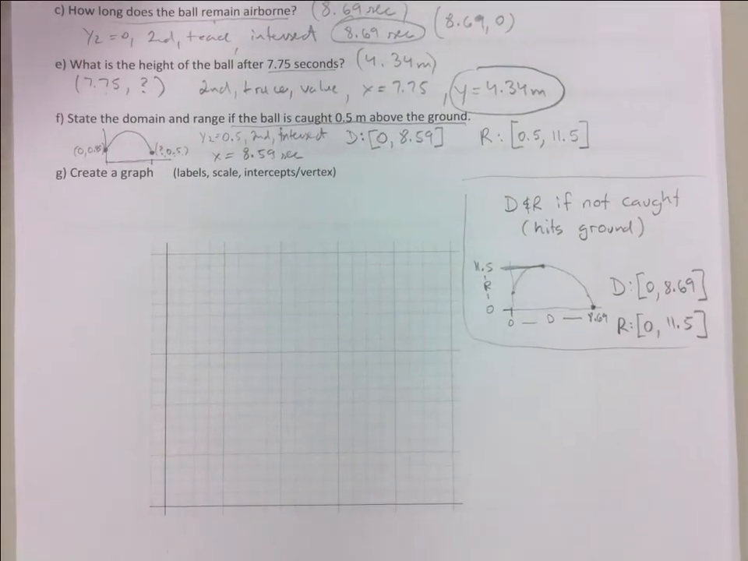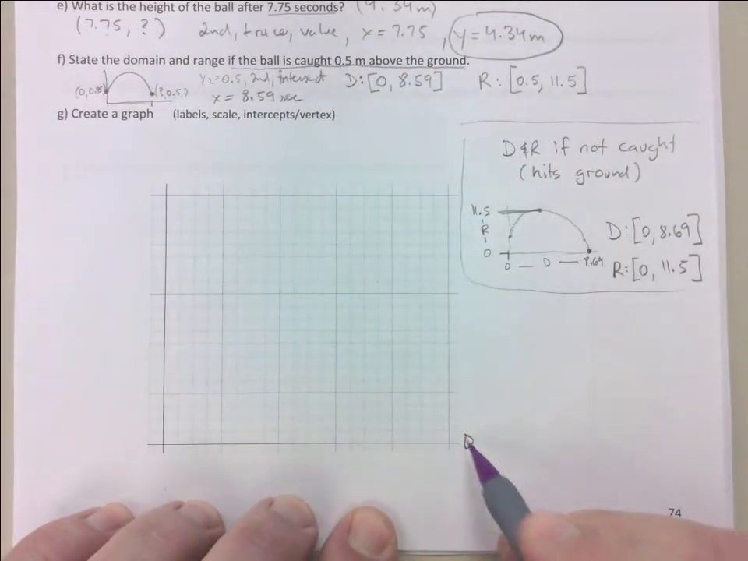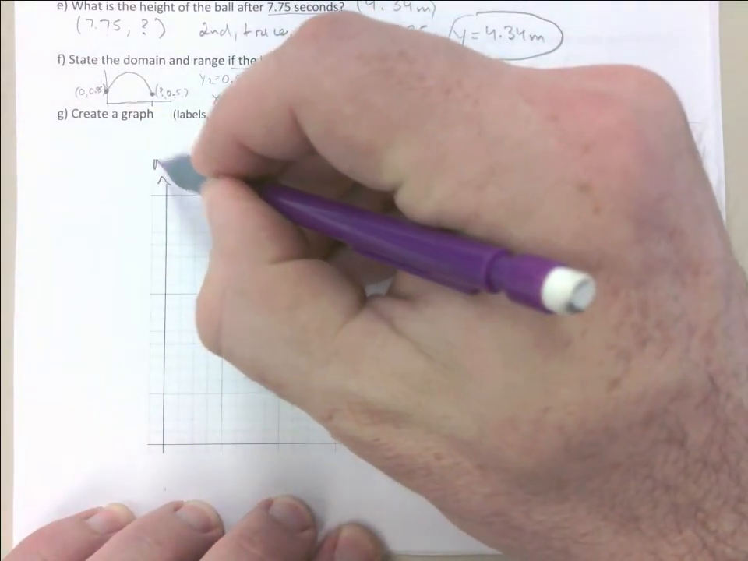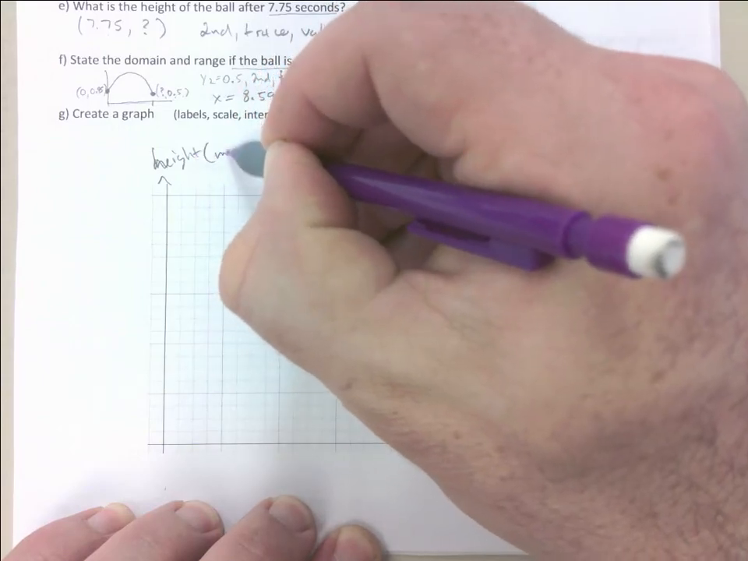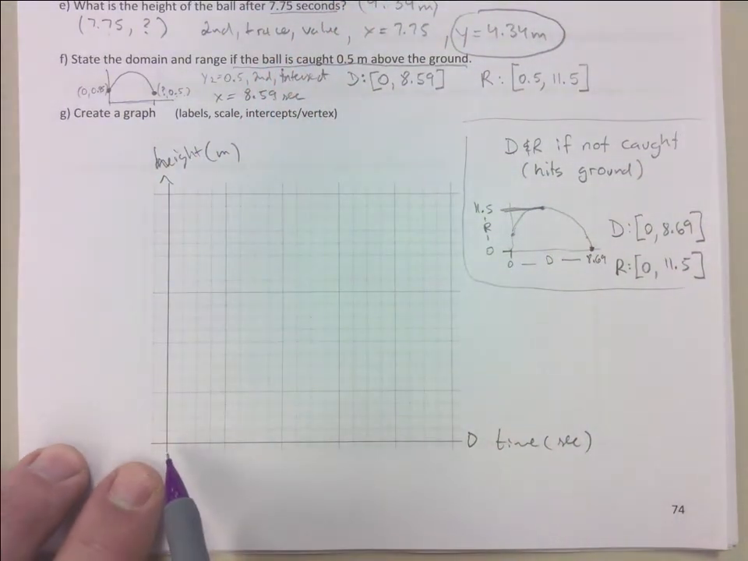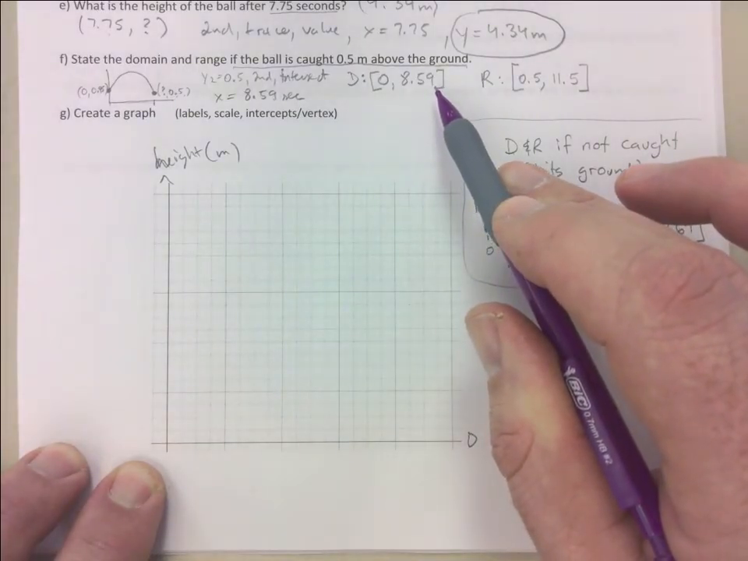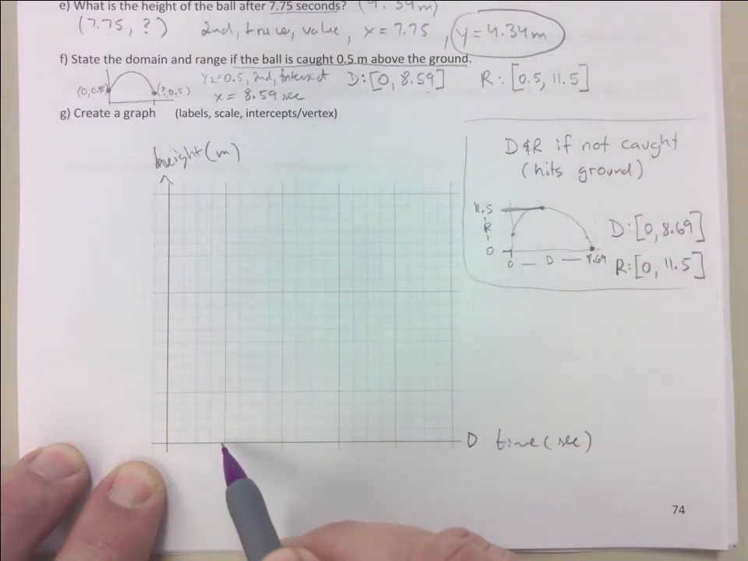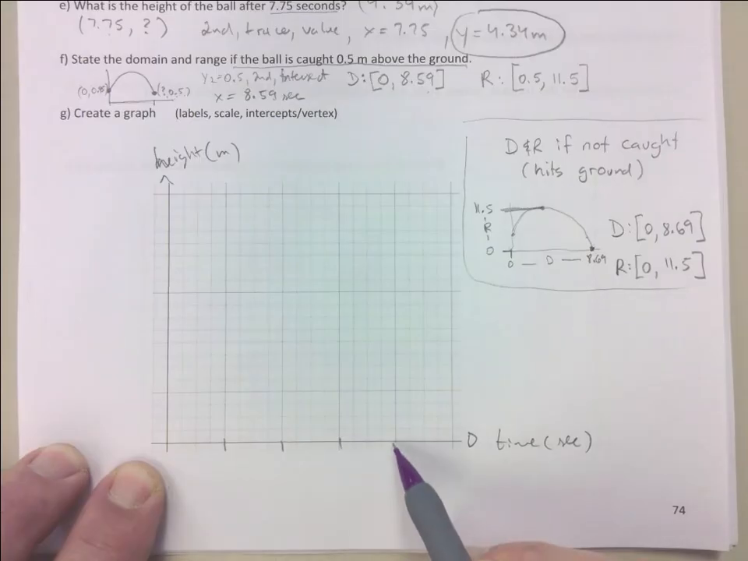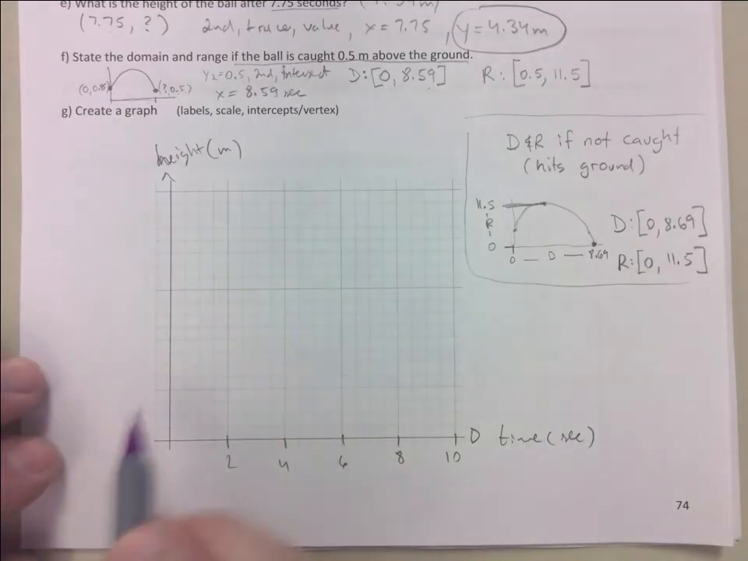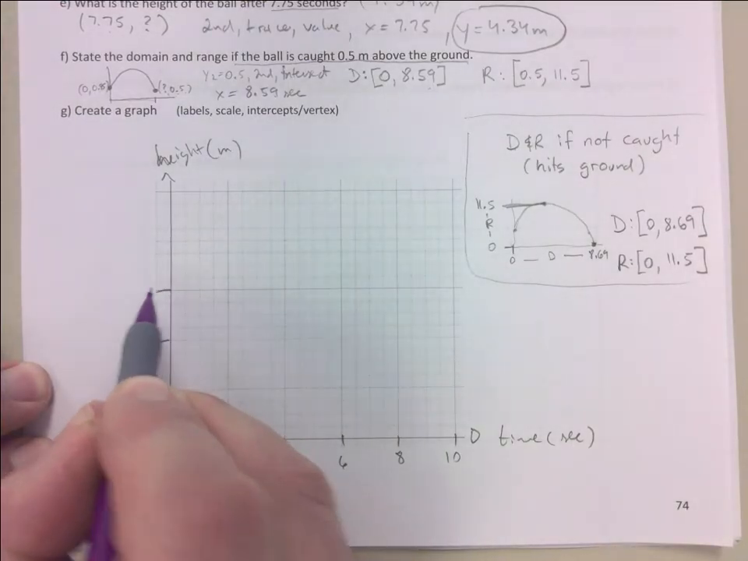Let's do the graph real quick. Might as well. This is time in seconds. This is height in meters. I need to go all the way out to, well, this is being caught, so I'm going to go with the 8.59. So I'm going to go 2, 4, 6, 8, 10. That works perfect. That makes sure I go up consistently by 2s.